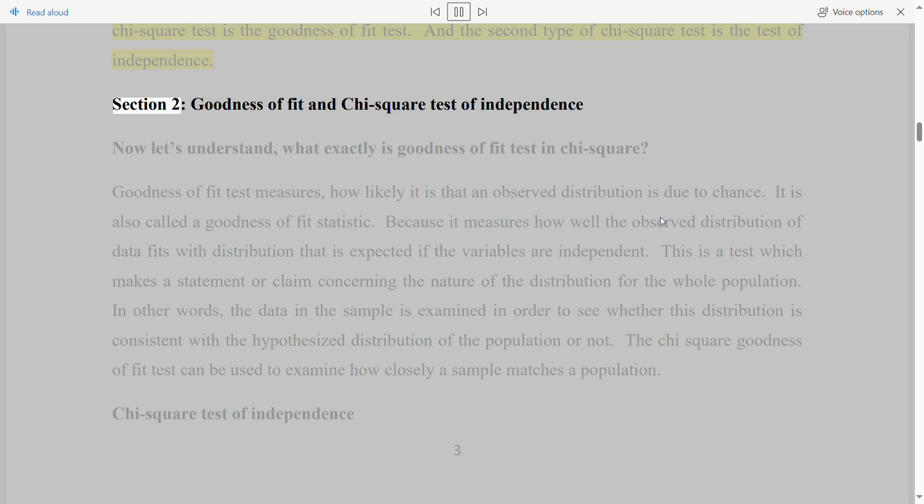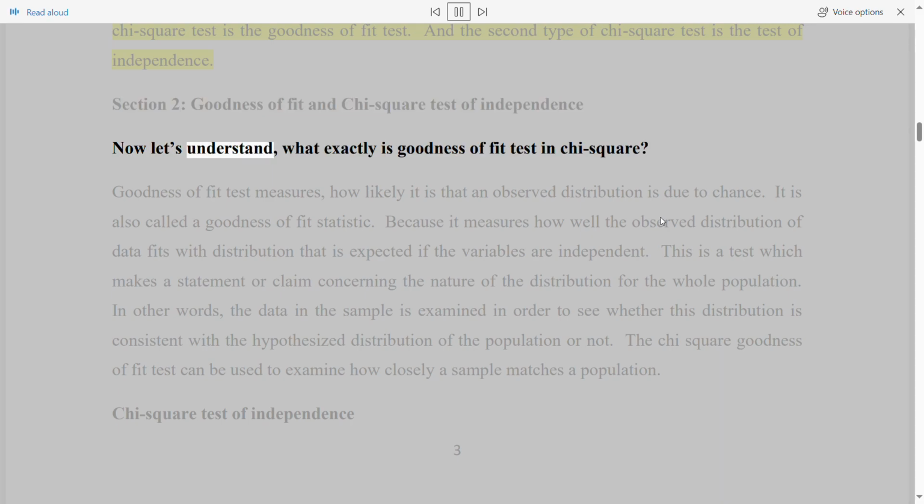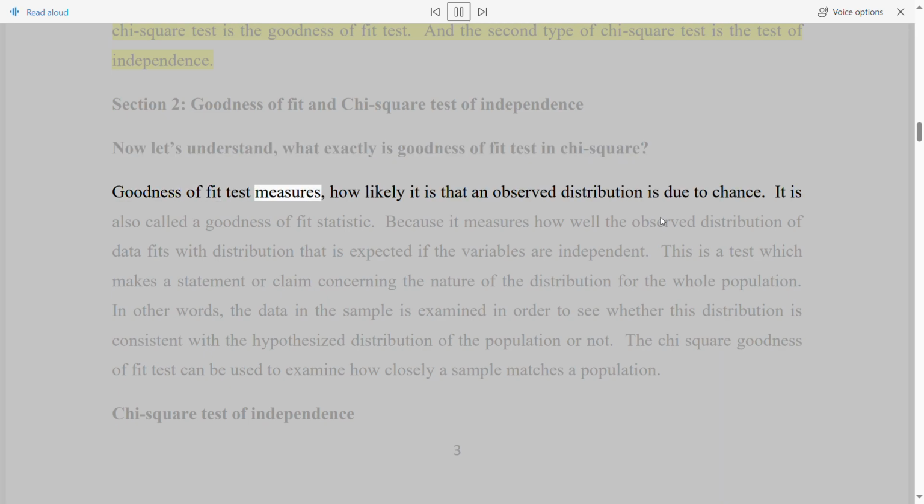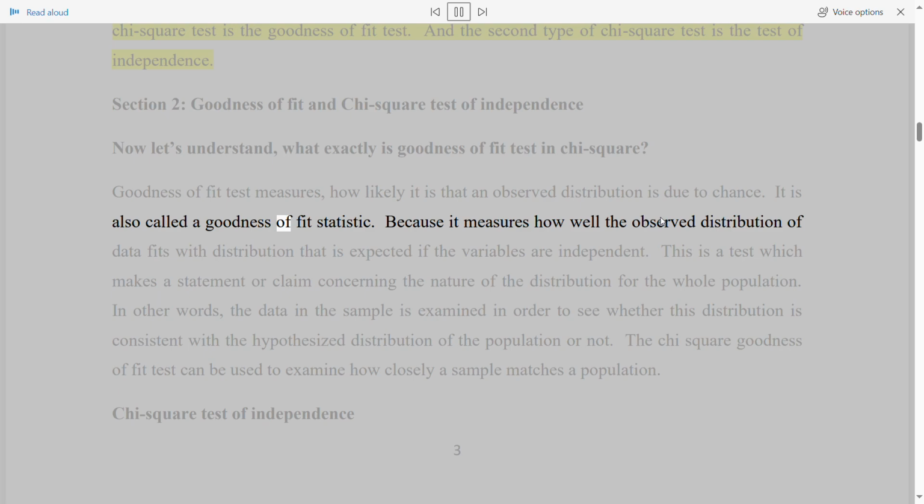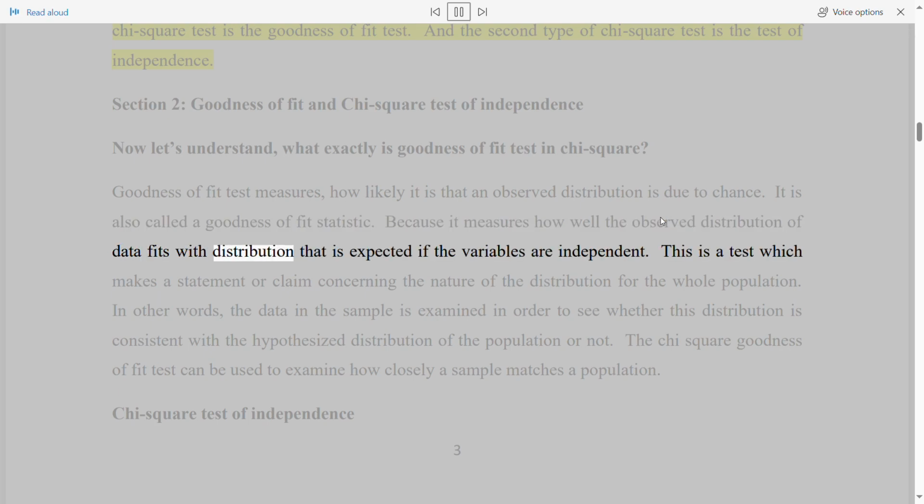Section 2, Goodness of fit and Chi-Square test of independence. Now let's understand what exactly is goodness of fit test in Chi-Square. Goodness of fit test measures how likely it is that an observed distribution is due to chance. It is also called a goodness of fit statistic, because it measures how well the observed distribution of data fits with the distribution that is expected if the variables are independent.